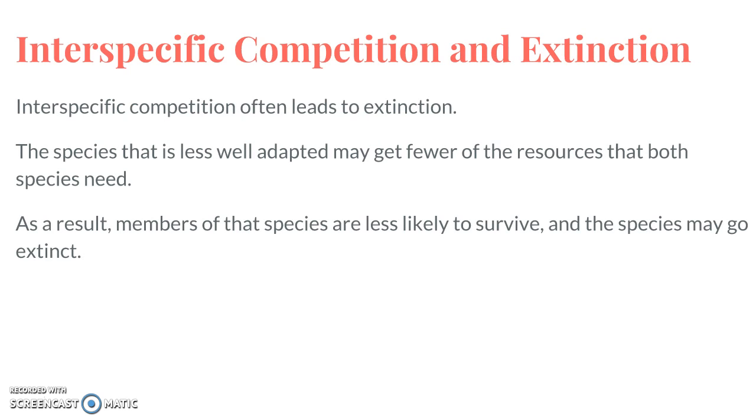Interspecific competition and extinction. Interspecific competition often leads to extinction. The species that is less well adapted may get fewer of the resources that both species need. So let's say the lion was able to get that zebra and the lion is always getting the zebra. Well, the tiger species is eventually going to fade out or become extinct because they are not able to eat and reproduce and keep their species going.